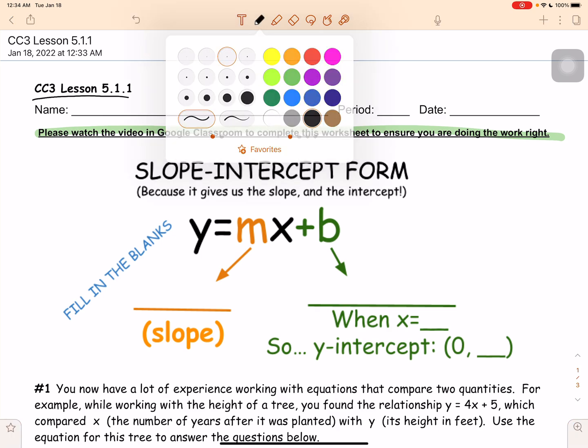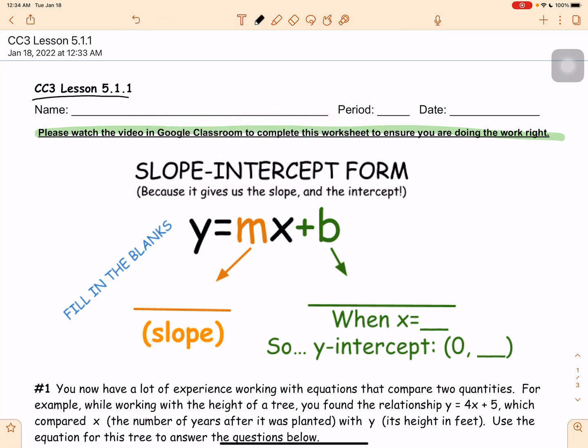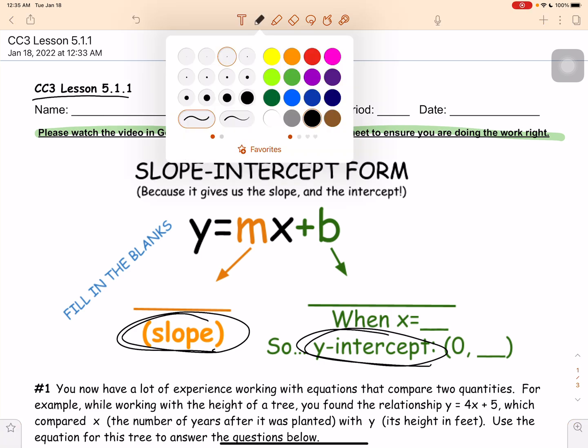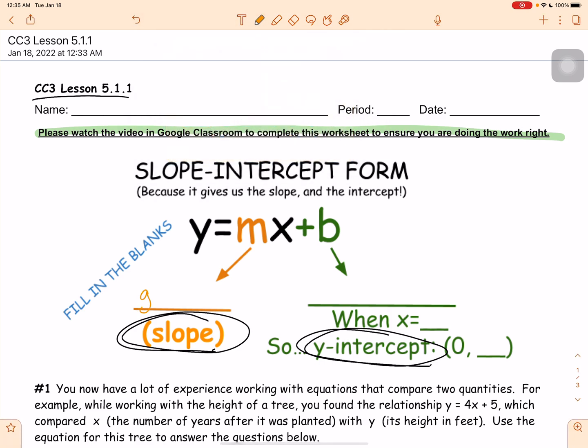So here we just do a quick review of slope-intercept form. It is called this because it gives us the slope and the y-intercept, okay? Now, we started off calling the slope the growth, which is fine, but I do want you guys to call it slope. And we want to remember that m, which is slope, is rise over run.